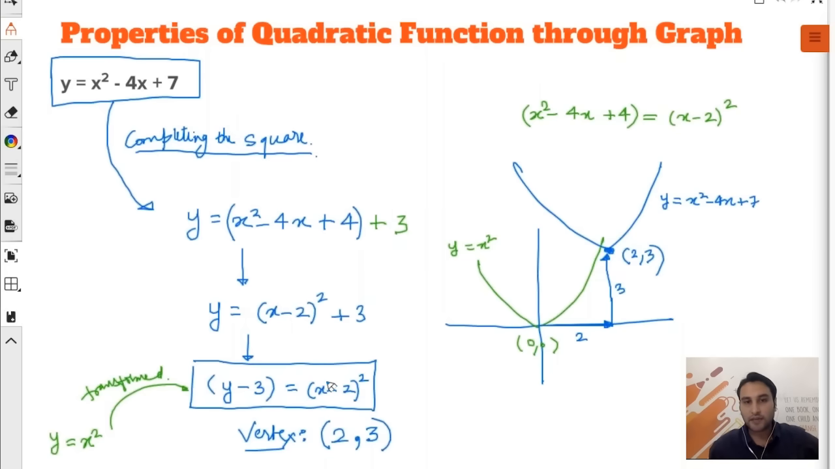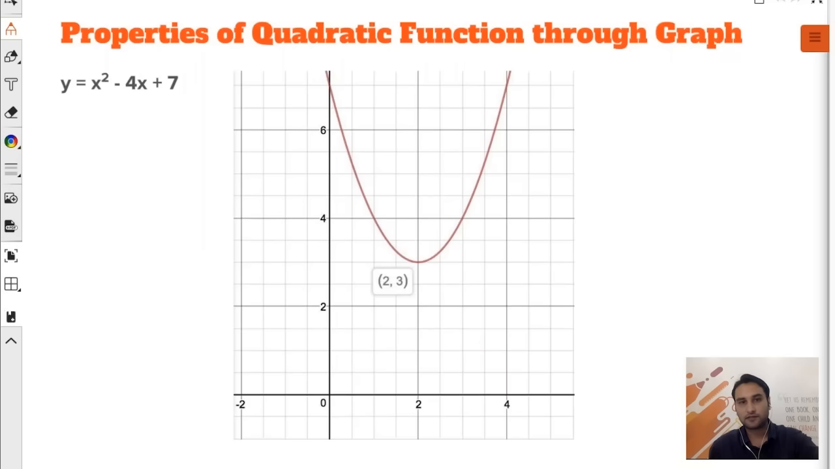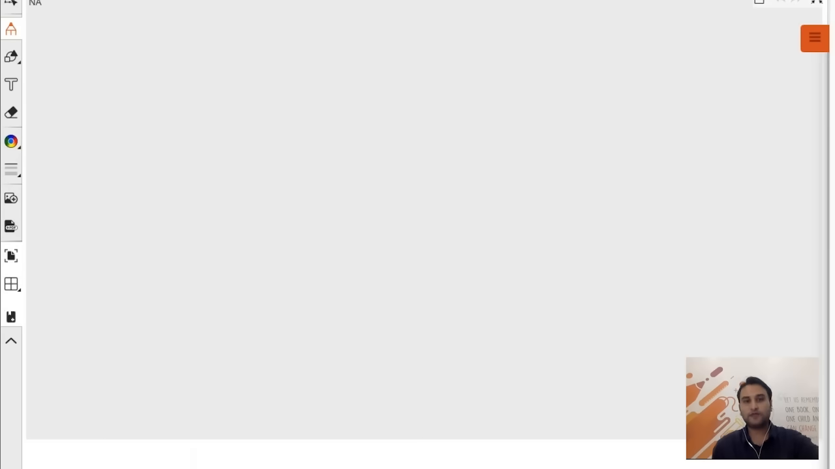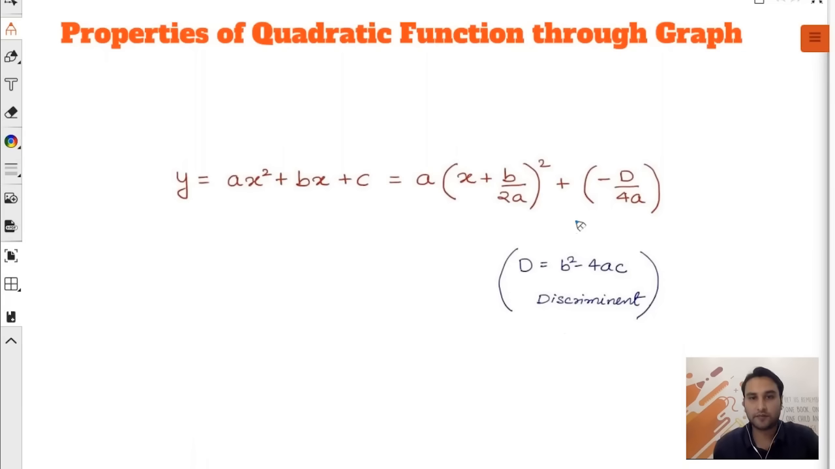Now, had there been x plus 2 here, had it been x plus 2 whole square here, the x coordinate of the vertex would have shifted to minus 2, right? Had it been y plus 3 here, the y coordinate of the vertex would have shifted to minus 3, right? But there is a formula for this. So this is the graph. But there is a formula. Now let me help you with the formula.